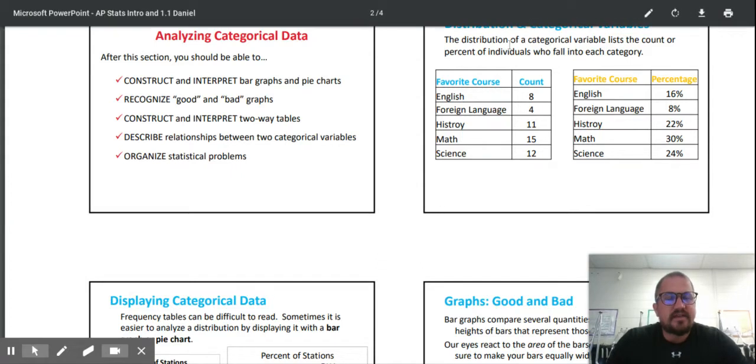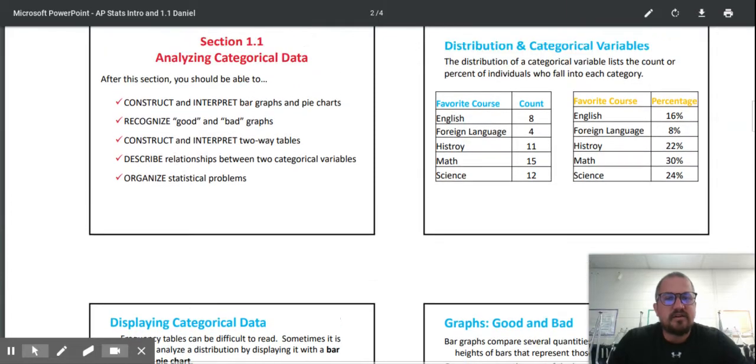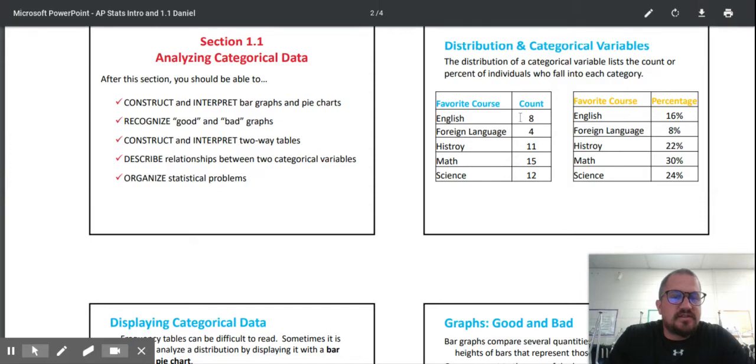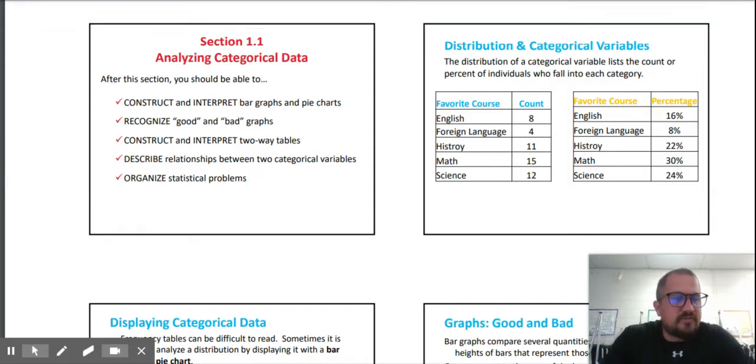So if you look at this slide here, the distribution of a categorical variable will either give you the count, which is the frequency, or it will give you the percentage, which is called the relative frequency. So for instance, if we're looking at students' favorite course, whether it's English, foreign language, history, math, or science, you can see the number of students that have chosen each course. That's the count.